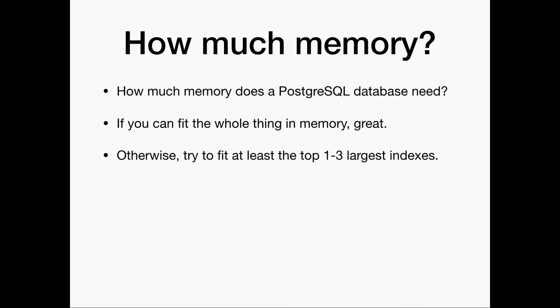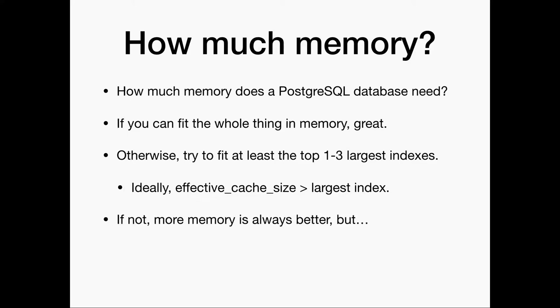As a rule of thumb, look at your largest indexes and see if you can fit the largest 1 to 3. I have this rule that it's a good idea to be able to set effective_cache_size larger than your largest index. Of course, if your largest index is 12 terabytes, this advice isn't going to be so great. But that's a good place to start if you're deciding how big an instance to get. If you can't, more memory is always better. But just remember, more memory does not help write performance. You can't memory your way out of write performance, and that's frequently the first place a large production system starts falling apart: it's running out of write capacity.